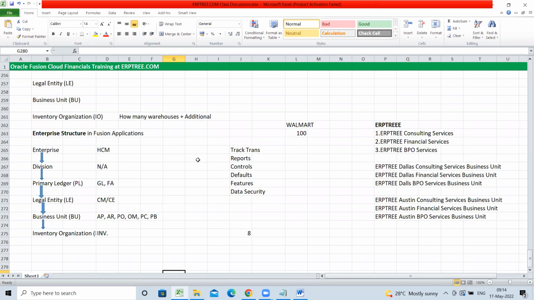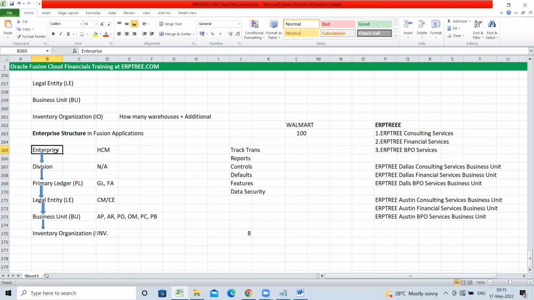But again, as per our HCM solution, at the enterprise level, all the defaults and controls we have to update. That can be done by the HCM consultant. The rest of all, it totally depends on how you are running the business and how the solution is going to be designed. Accordingly, these all need to be created. That is the reason Oracle is not providing any divisions, no primary ledgers, no legal entity, no business unit, no inventory organization. How many you need, with what naming convention you require, accordingly we have to create it.